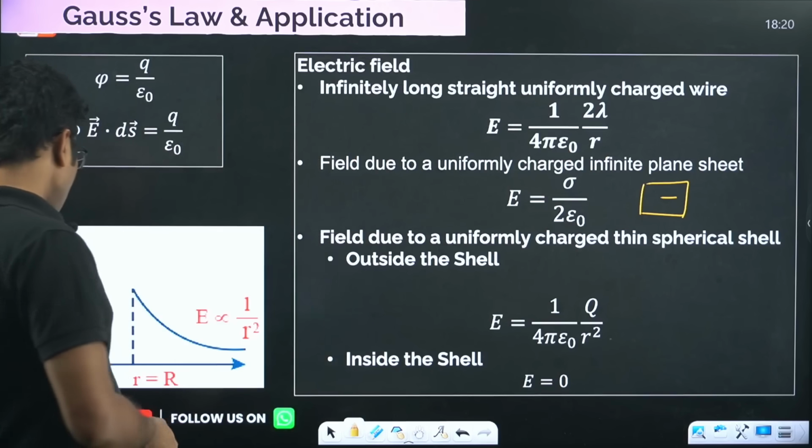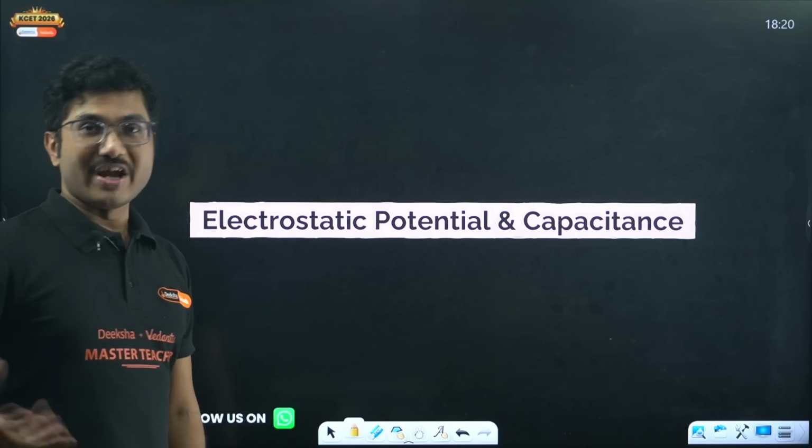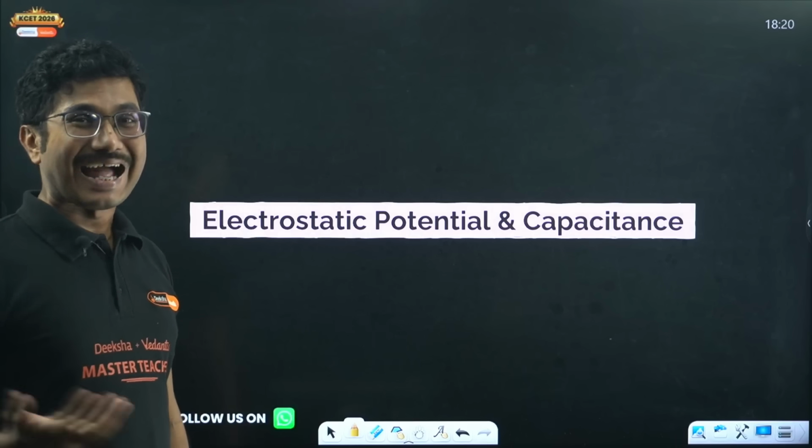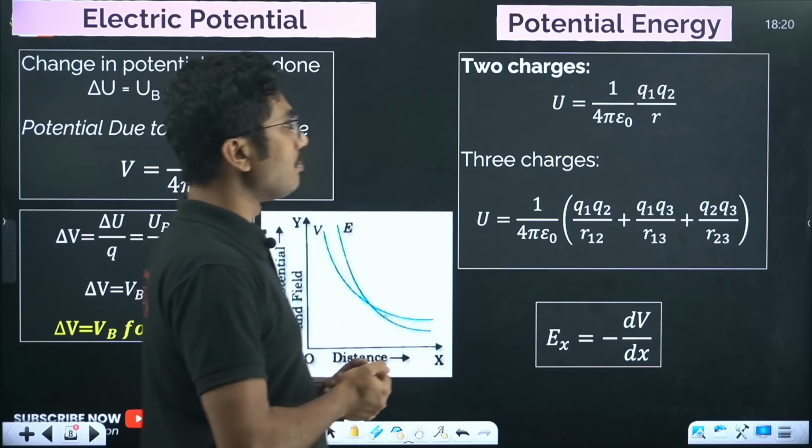Okay. Now let's move on to the next chapter, electrostatic potential. So as you can see, very quickly you can revise the entire concepts. That is why having a formula sheet is very, very important.